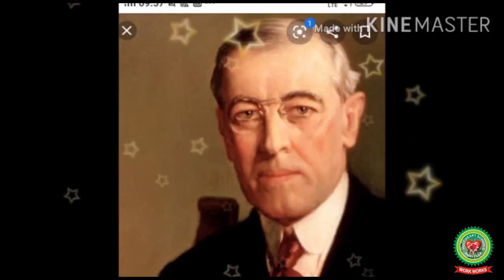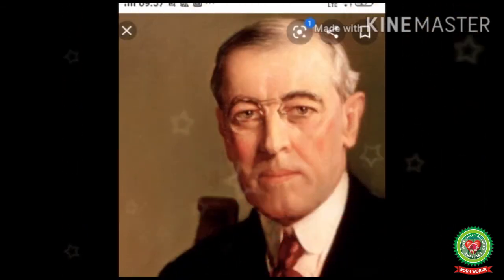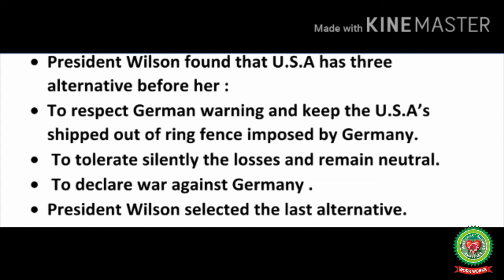The role of American President Wilson. President Wilson, who was the 27th US president, found that the USA had three alternative options before her. One was to respect the German warning and keep the US's ships out of the ring fence imposed by Germany. Second was to tolerate silently the losses that America was bearing and remain neutral. And the third was to declare war against Germany. President Wilson selected the last alternative.